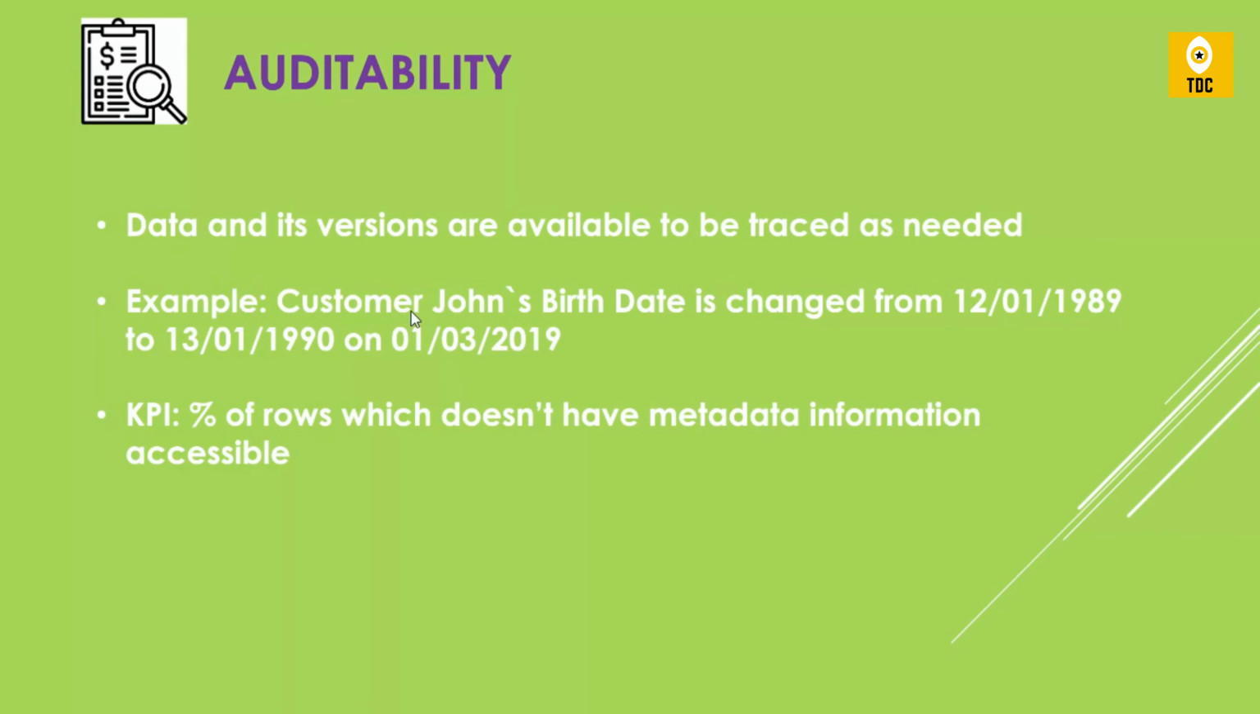So this has to be tracked in a metadata table or metadata storage as a version, a different version of the metadata. So that in that case we will call the data properly auditable. So what exactly KPI can we think of? The percentage of rows which don't have the metadata information, so they are not auditable. That percentage we can consider as a KPI for this.